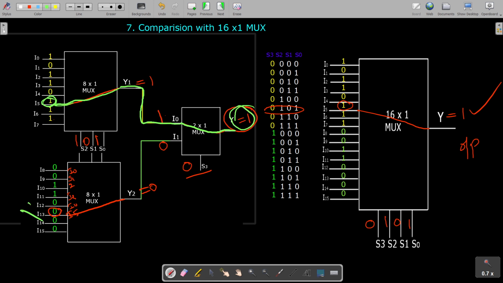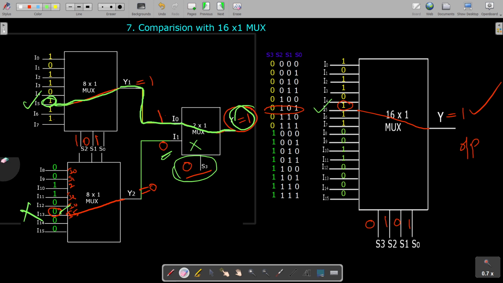Whereas this I13 line is not being connected because it is being blocked because of this S3 line, isn't it? S3 line selects only I0, not I1. So up to this point, the 0 is available. But after that, it is not being connected, isn't it? So we get the same output. That means I5 line alone is being connected. Here also this I5 is connected.